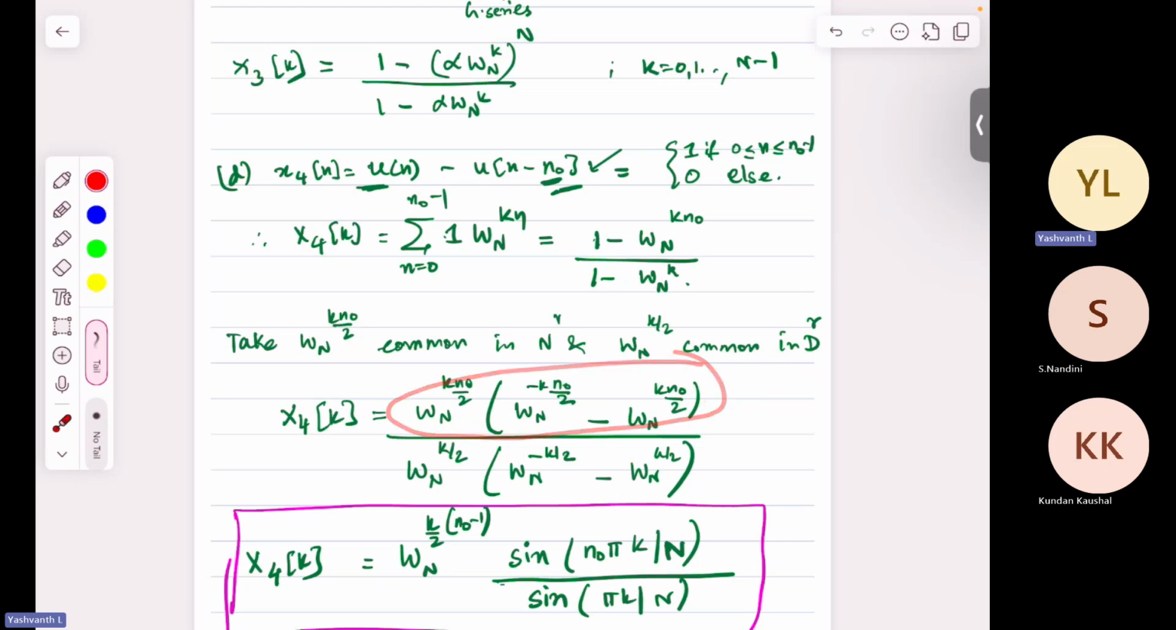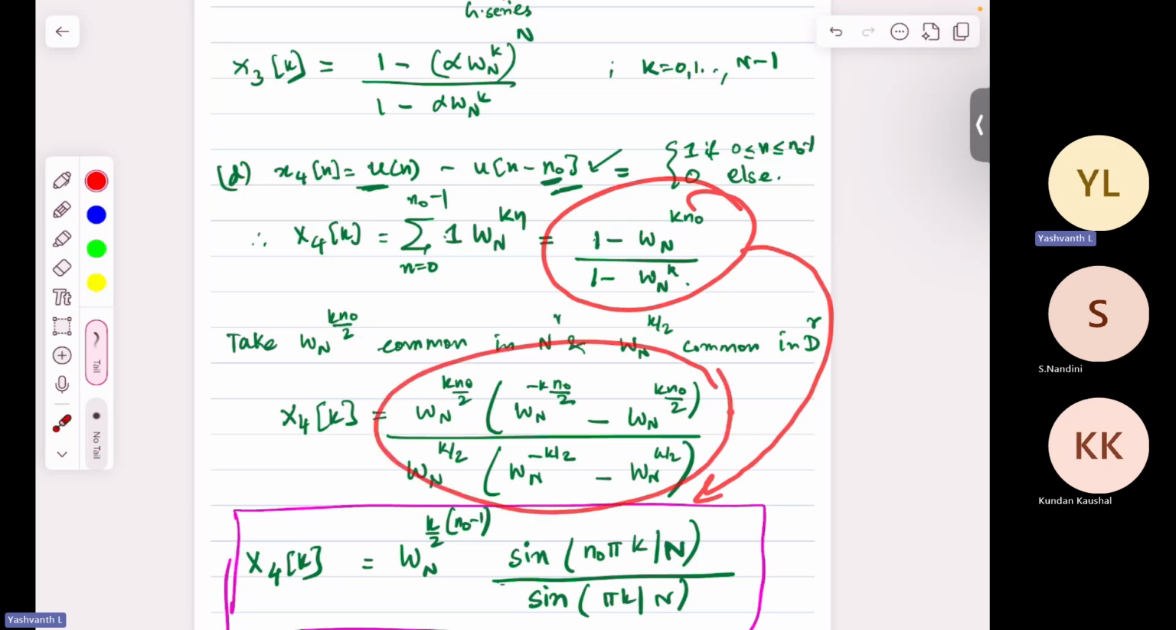Now in the denominator, if you take W_N power k by 2 as common, then for the first term, instead of 1, it should be W_N power minus k by 2. Only then, if you multiply the two twiddle factors, twiddle factor power k by 2 and twiddle factor power minus k by 2, both of them will give just 1, because the exponents exactly cancel each other. And the second term should be W_N power k by 2. So when you multiply W_N power k by 2 with itself, you get W_N power k, because exponents just add up. Okay, so this expression is the same as the earlier expression.